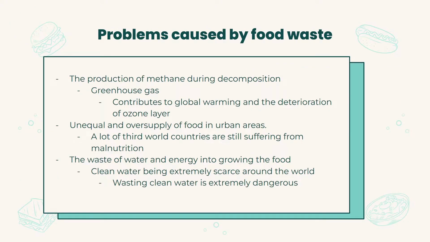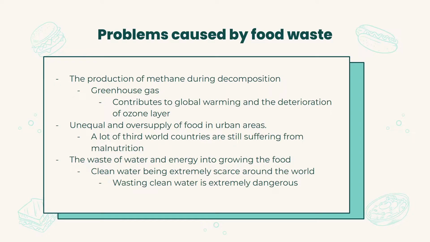So now, as mentioned above, there are problems being caused by food waste, but what are they? First, the production of methane during decomposition. Methane is a greenhouse gas which contributes to global warming and the deterioration of the ozone layer, which protects us from the harmful ultraviolet light the sun emits.